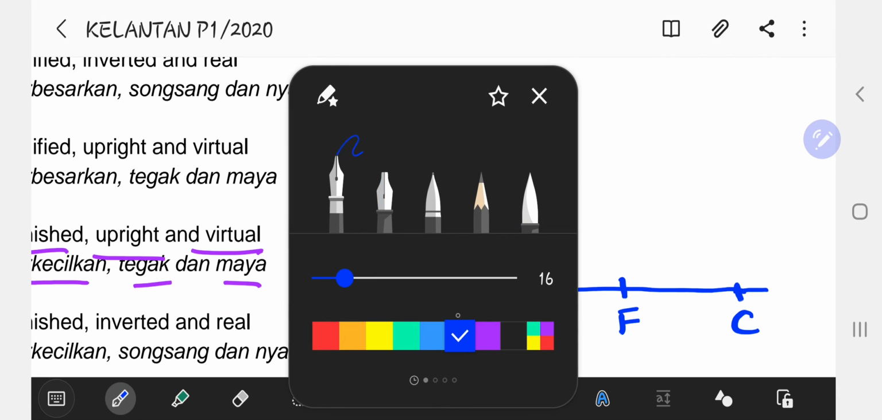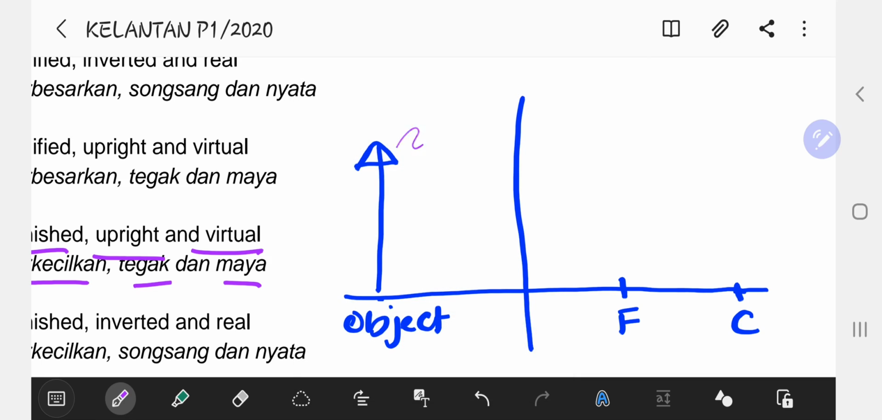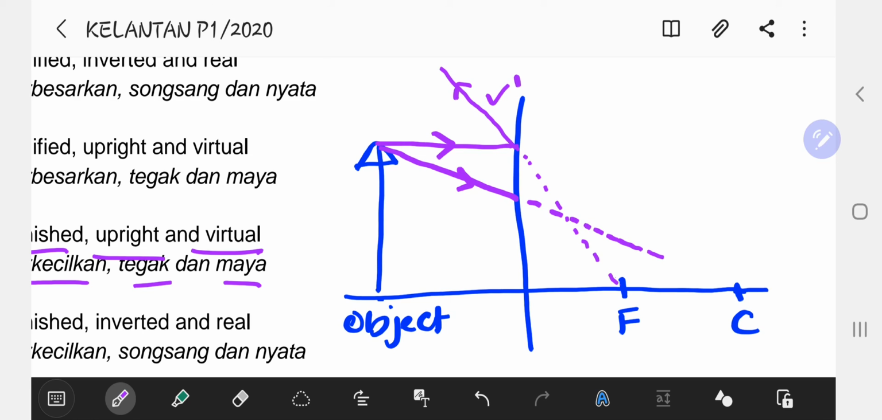Okay, tukar warna. Parallel with the principal axis and then reflected as if from the focal point. So this is the first mark. Then the second mark will be from the head of the object to the center of curvature, like that. Behind should be a dotted line. And then this ray will be reflected along the same path. So this is your second mark.